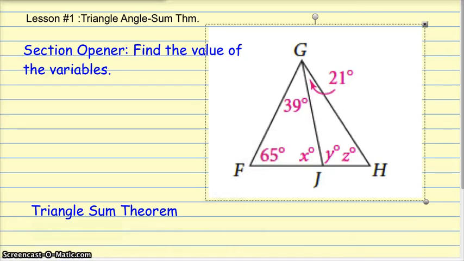Today's lesson is lesson 1 of unit 4 on the triangle sum theorem. For the section opener, it says find the value of the variables. You have basically two triangles inside of a larger triangle. So there's a handful of different ways that you could go about this one.